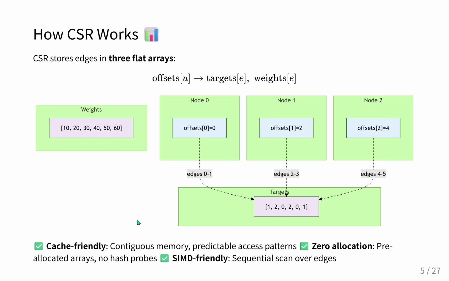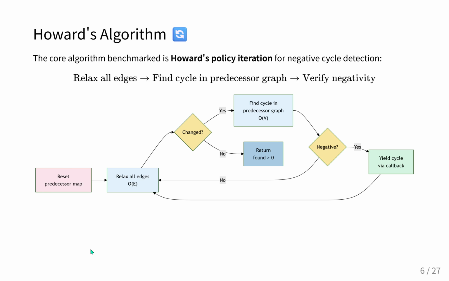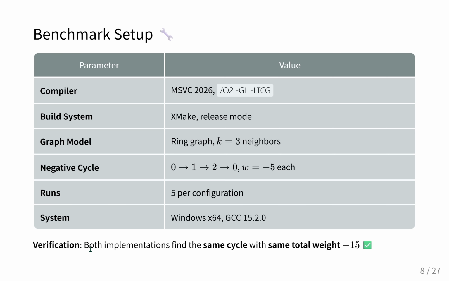But mathematically clean doesn't always mean it wins in the real world. I mean, Google's hash maps are optimized by some of the smartest engineers on Earth. Does this minimalist array actually beat a highly tuned hash map in a real compiler stress test? Well, the presentation sets up a really brutal benchmark to answer exactly that. Let's hear it. They used the MSVC 2026 compiler, the XMake build system, all running on Windows x64.